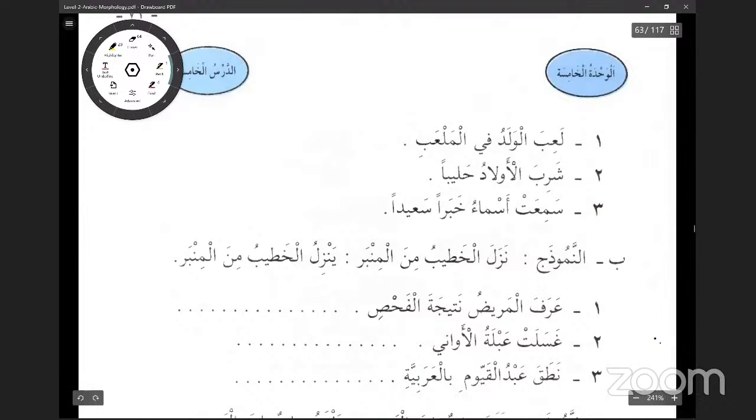So we have number 1 here. And if we can get Yunus. Assalamu alaikum, akhi al-kareem. Wa alaikum assalam wa rahmatullahi wa barakatuh. Akhi al-Fadil, can you read for us number 1 and translate it for us? And then after you translate, put it in mudari form, please. طيب لعب الولد في الملعب.